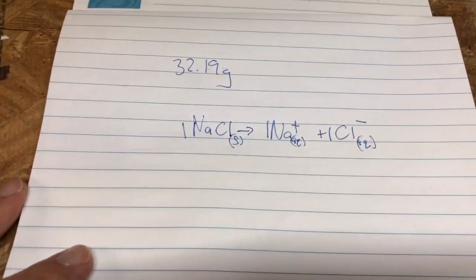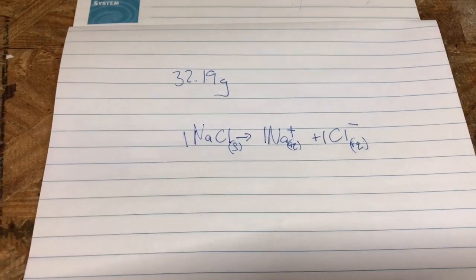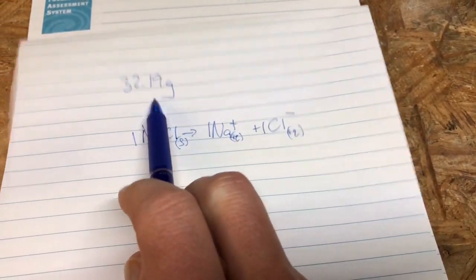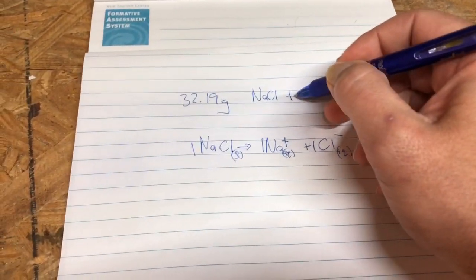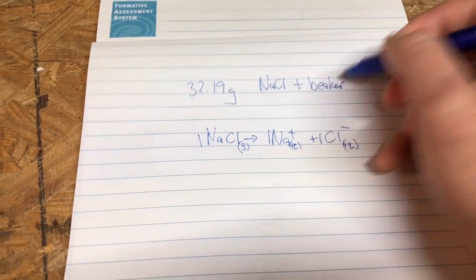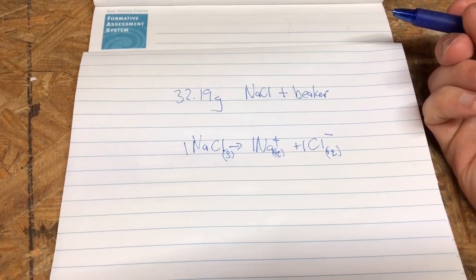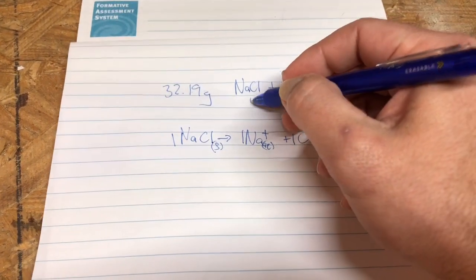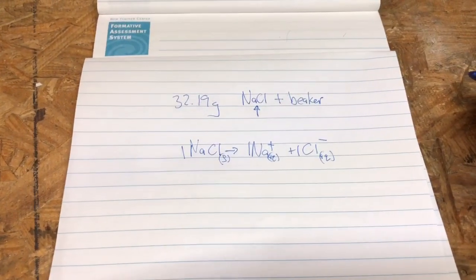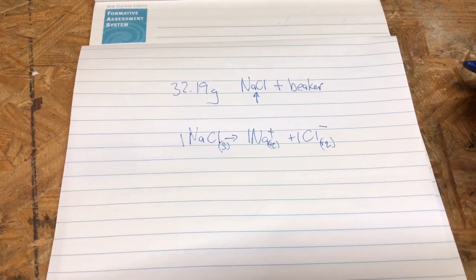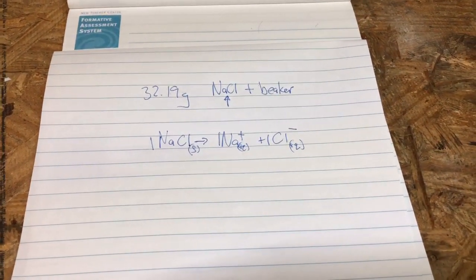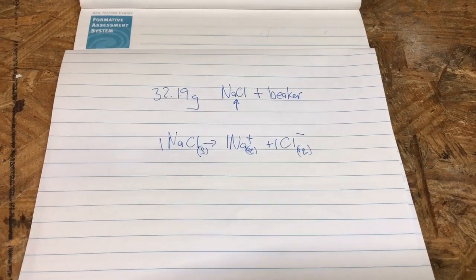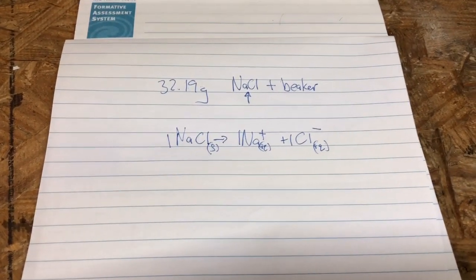So what we're going to want to do now is write ourselves a KSP equation for this. We know that we have a mass up here, and this is a mass of NaCl plus the beaker. So what are we going to do with that number? We know that we're probably going to have to try and find the grams of NaCl, and then what am I going to convert that number into? All right, good luck with that. Let's go ahead and solve for the value of KSP for NaCl.